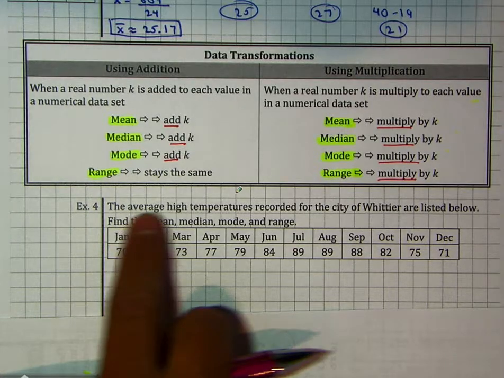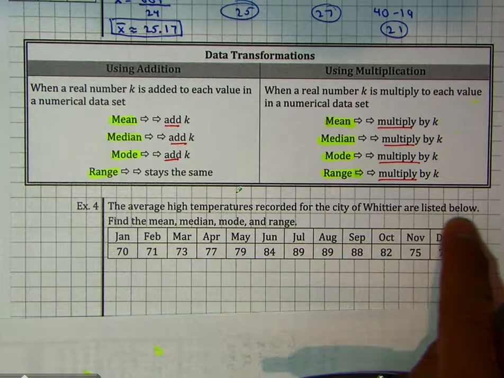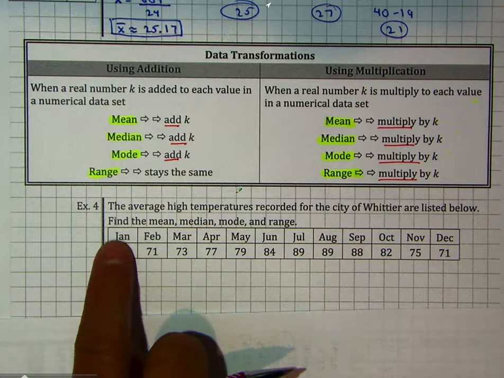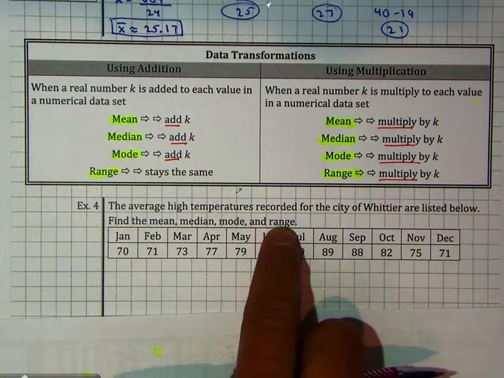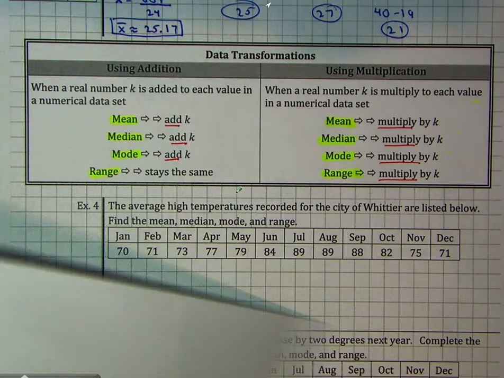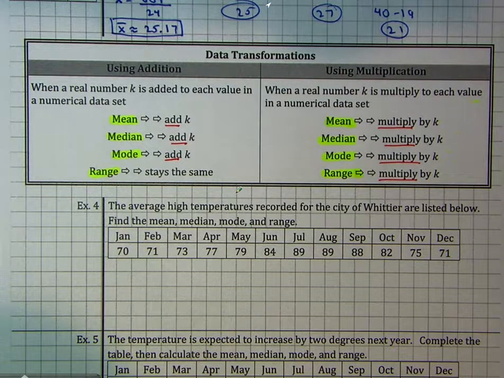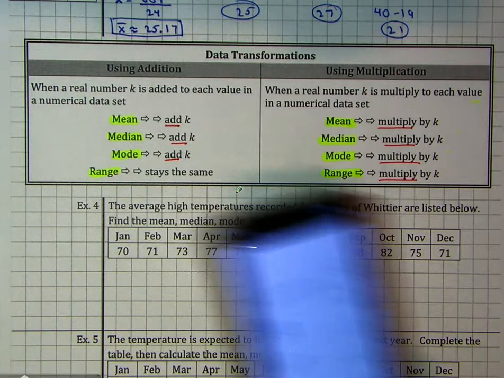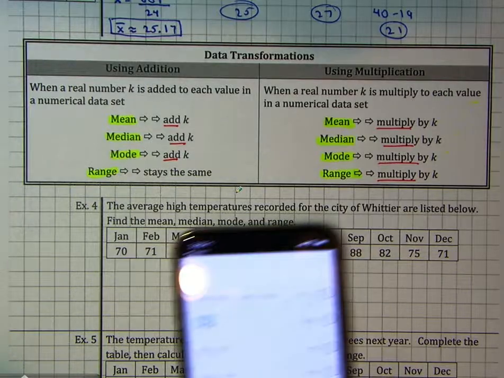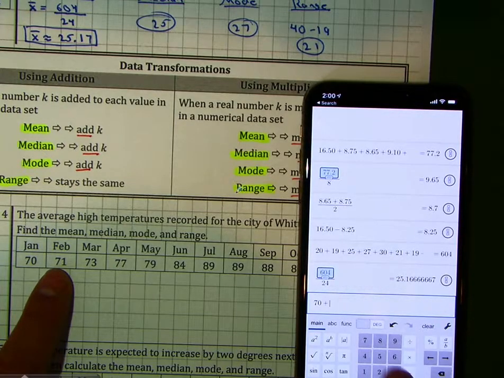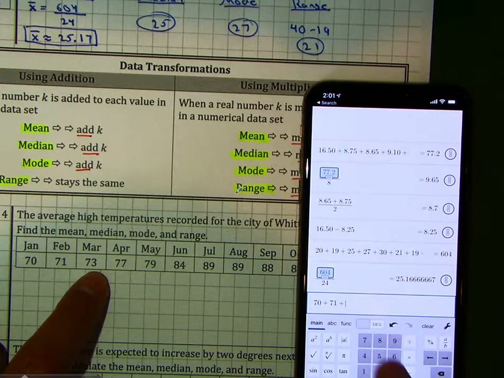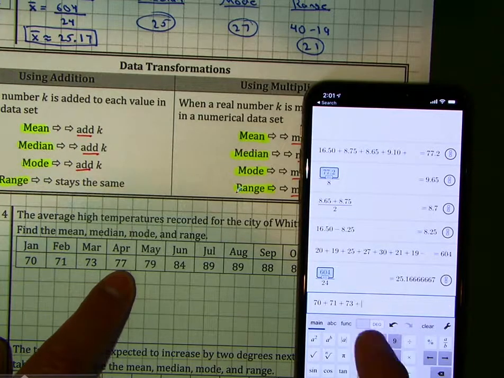So the average high temperatures recorded for the city of Whittier are listed below, from January all the way to December. We need to find the mean, median, mode, and range. So in order to find the mean, I need to add them up and divide by how many numbers we have. So let's add them. We have 70 plus 71 plus 73 plus 77.